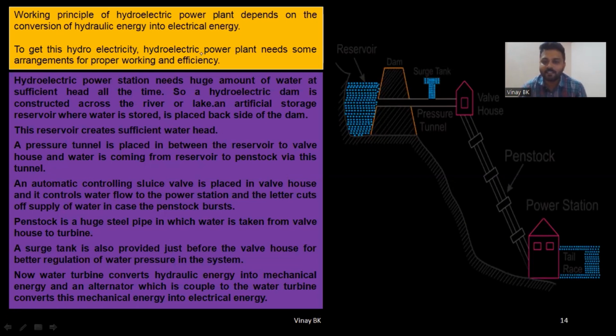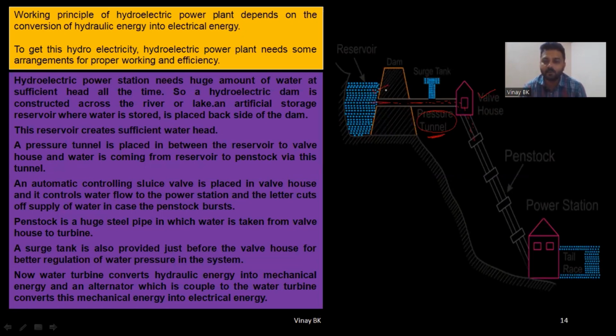A pressure tunnel. You can see now from the reservoir we'll be having a pressure tunnel. This pressure tunnel will be placed in between the reservoir and the valve house, and the water will be coming from the reservoir to the penstock via this tunnel. The water will be coming from the reservoir to the penstock through this pressure tunnel.